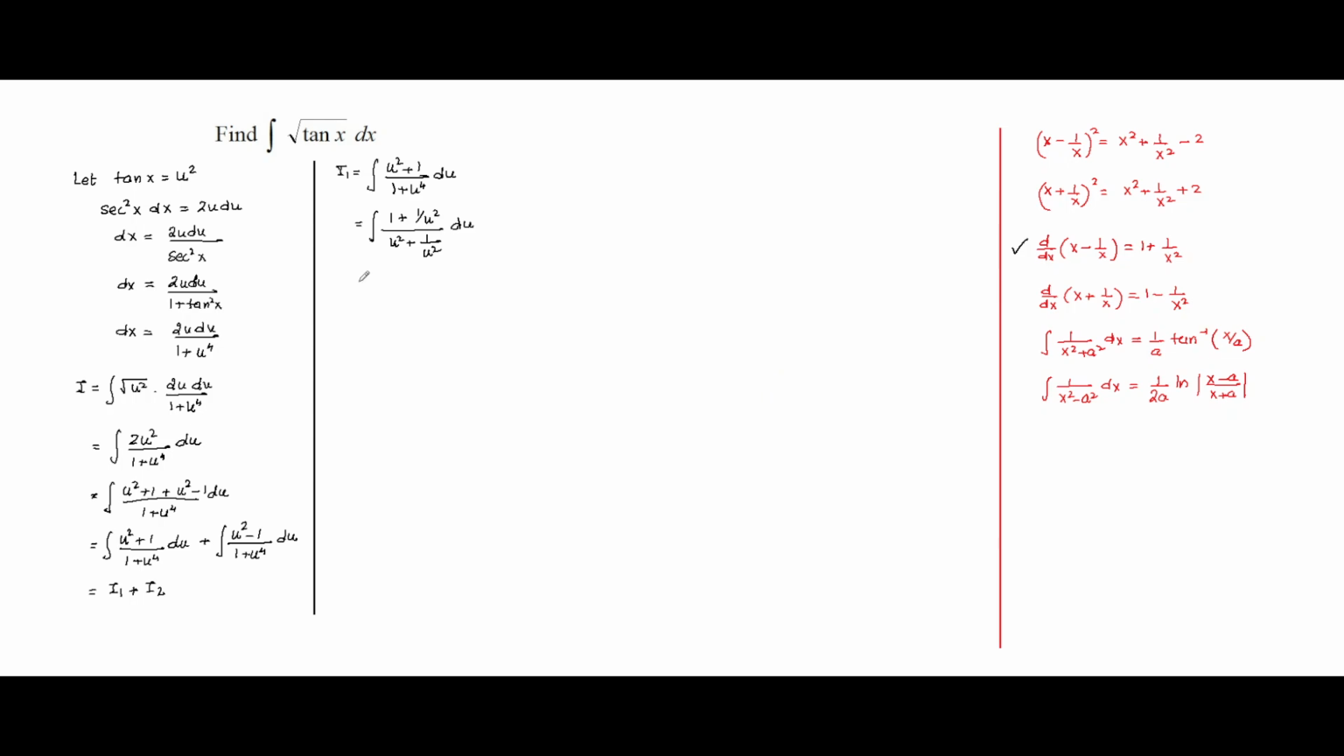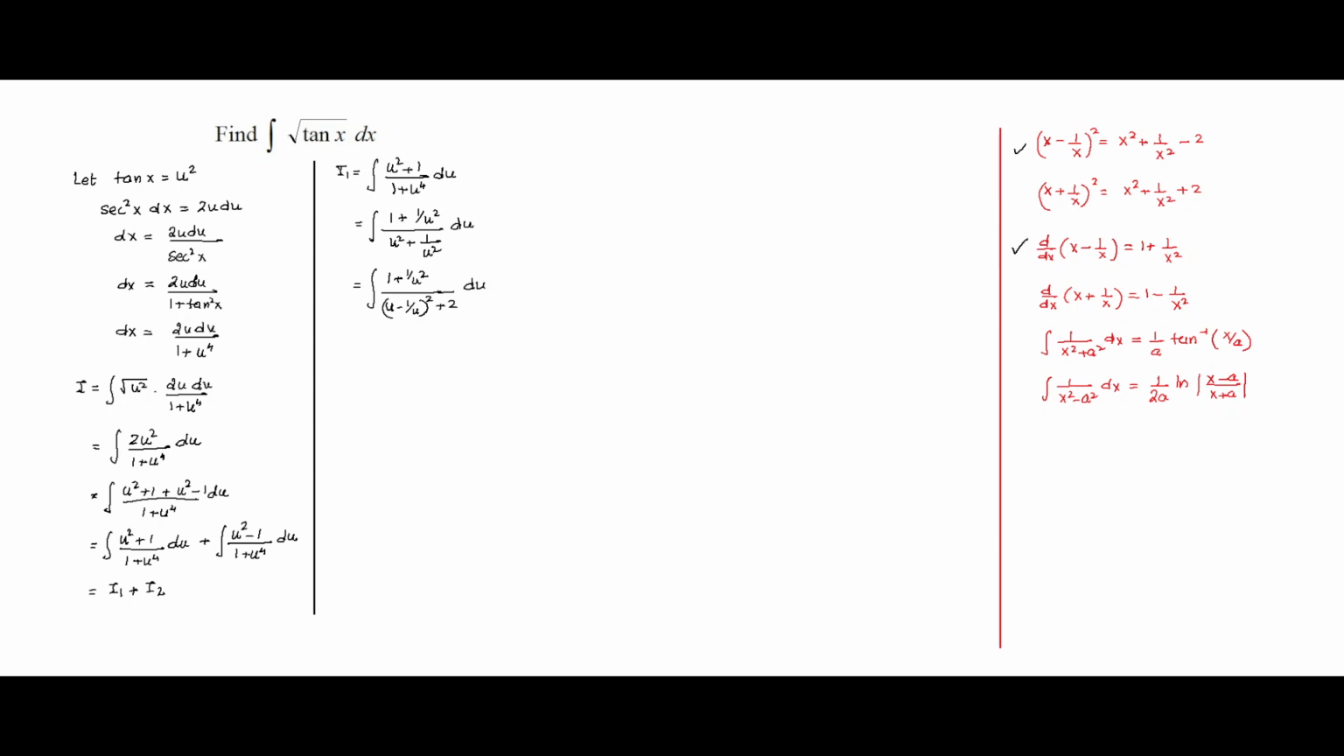So over here, we are going to change the denominator as (u minus 1 by u) the whole squared and plus 2. Because (u minus 1 over u) whole square will be u squared plus 1 over u squared minus 2. So if we bring the 2 to the left, it becomes a plus 2.